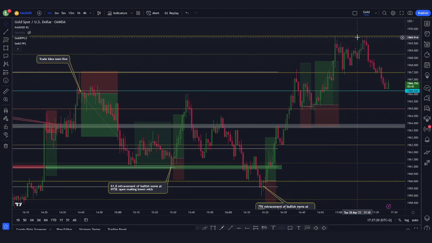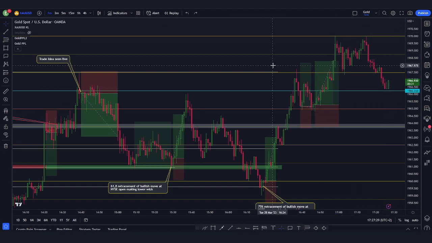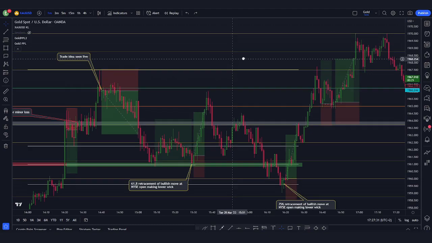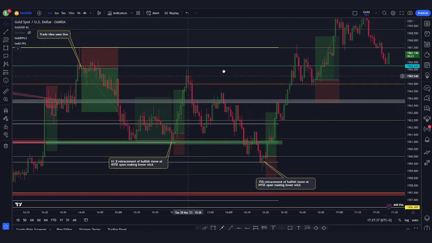As you can see, now we have a double top at 1970 exactly. Now we might have the correction to 75% and then a bullish continuation. But now London is closed and I'm not looking for any trade. So yes, a break and retest again.